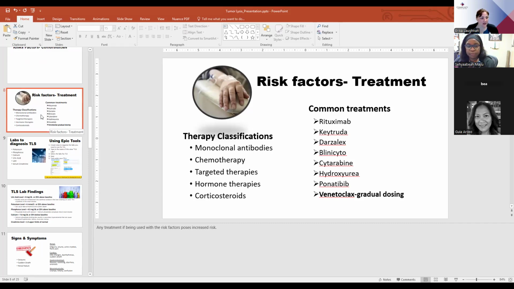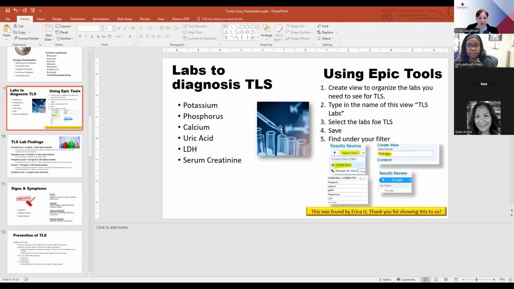Labs for diagnosis and TLS. So these are specific to our tumor lysis syndrome. So as those cellular components are lysing, they're breaking apart, they're adding all of these additional electrolytes into our body and these different products. So one of our amazing CN3s, Erica Uphoff here at Clovis, came up with this way of filtering your labs.